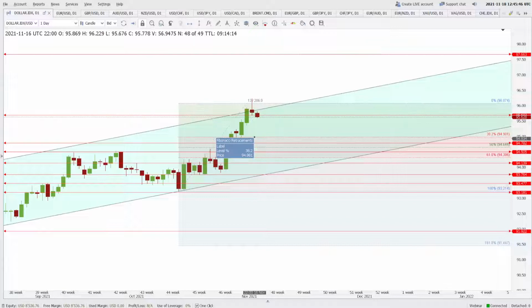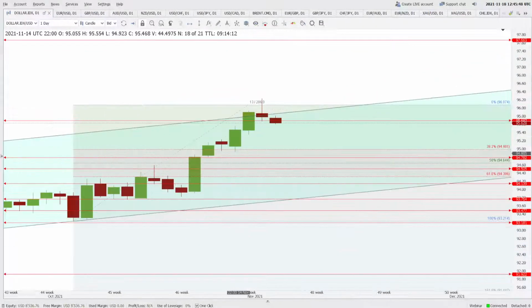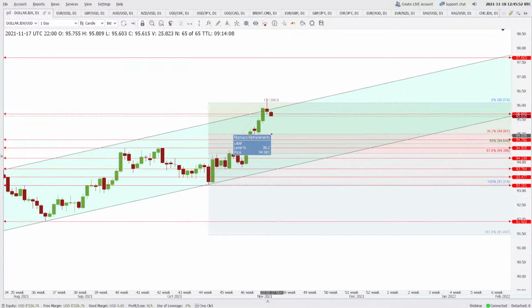The first level is 38.2. Also see how 38.2 coincides with the lows of these two candles. So a minimum move to the 94.98 level is, I think, expected if the pullback continues today, and if it closes below 95.68. On the contrary, if it closes higher than 95.68, it will mean that there is still some steam left in the US dollar, and the price may go to 97.66 this month.